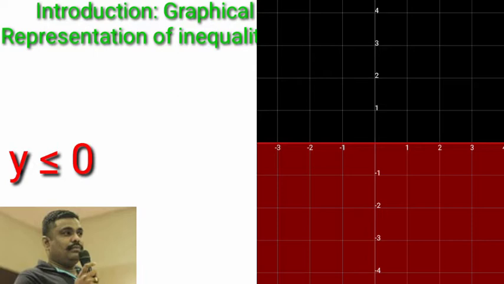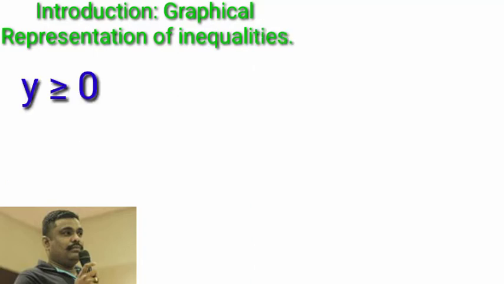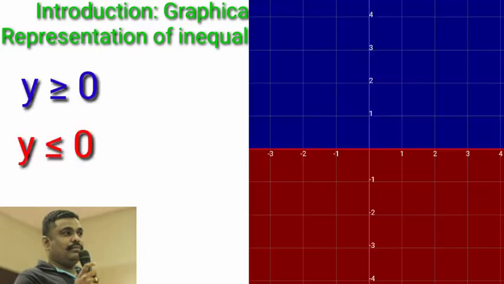It lies below the x-axis. When you see together, y greater than or equal to 0 represents the region above the x-axis, which is blue in color, and y less than or equal to 0 represents the region below the x-axis, which is red in color. These two do not intersect. So it is a very clear picture. The blue color region represents y greater than or equal to 0 and the red color region represents y less than or equal to 0.